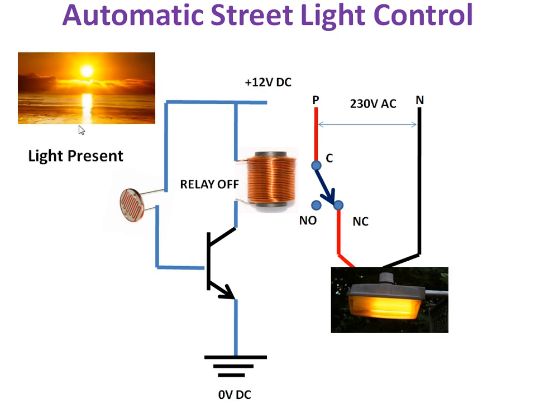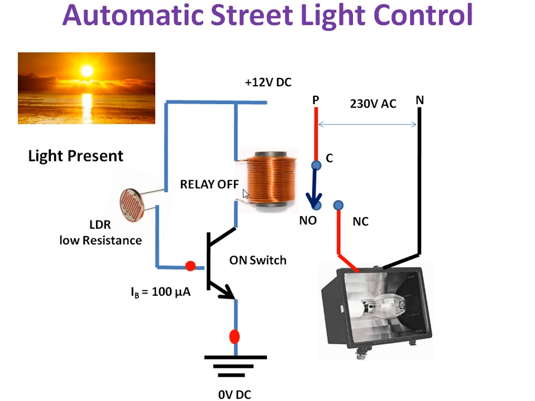During daytime what will happen? The light is present. When the light falls on the LDR, the resistance of the LDR will be reduced. If the resistance is reduced, there will be a flow of current through this LDR. So IB equal to 100 microampere. When you apply a high base current, this transistor will become an on switch so that it allows the current through it. So the current is flowing from collector to emitter, and this relay will become on.